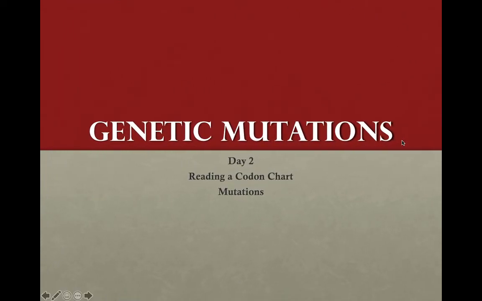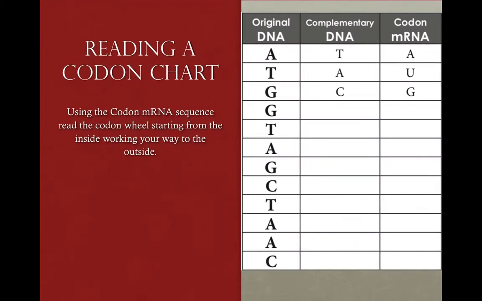All right, today we're going to primarily be looking at genetic mutations, but we'll also be looking at how to read and analyze a codon chart. If you remember last class, we talked about replication and then transcription. In order to read a codon chart, you're going to have to transcribe a DNA sequence, so you'll need to have the mRNA sequence. Please remember the mRNA sequence is known as the codon.